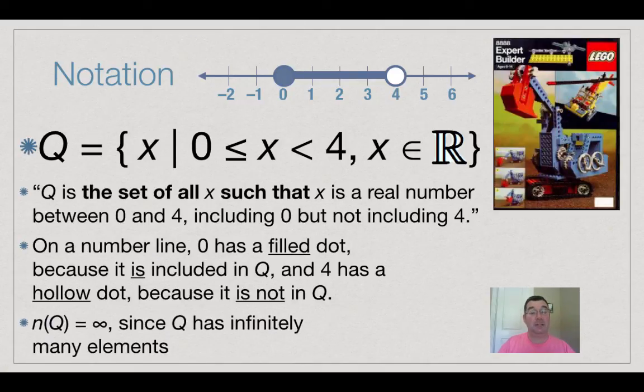And the number of elements in Q, n of Q, is going to be infinity, because the number of real numbers between 0 and 4, even if we're including 0 and not including 4, is an infinite number of numbers. So we say that n of Q is infinity because there's an infinite number of numbers. So that's a look at that notation.